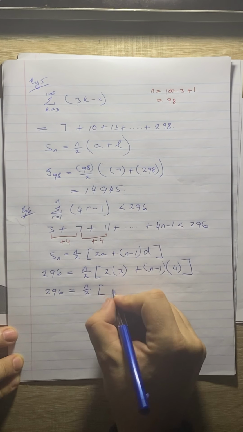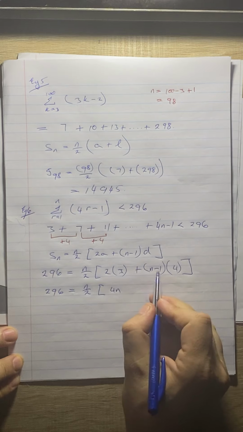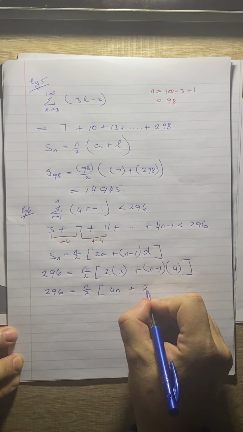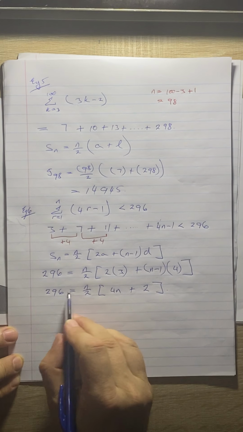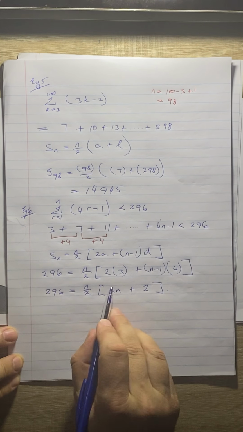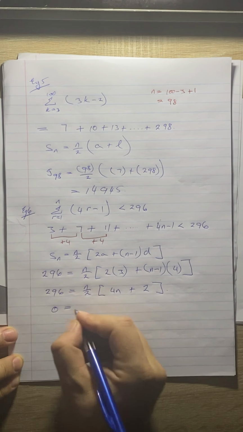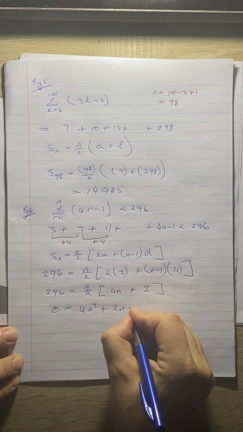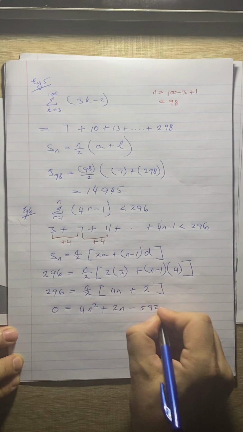Multiply that 4 in there, we get 4n. That'll give us 6 minus 2, minus 4 is 2. I'm going to multiply up by the 2, take it to the other side, and then multiply the n in. And we get 4n squared plus 2n minus 592.